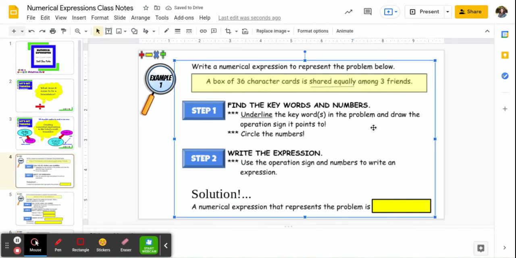Now notice when I click away that my scribble stays there. We did this because we were following the first thing in step 1. We underlined the keywords in the problem and we want to draw the operation sign that we think it points to. Well, we think that this points to division.